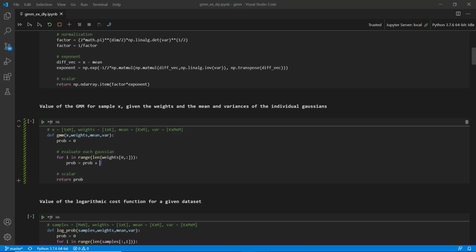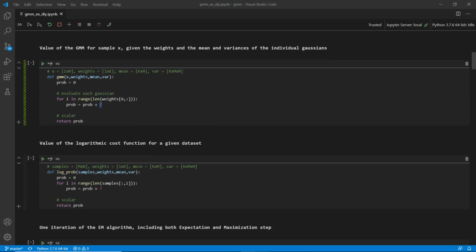This function isn't complete yet. You see a question mark there. So go ahead and complete this function. Then the next function is the cost function of the EM algorithm, so the logarithmic probability. And I want you to complete this function as well.